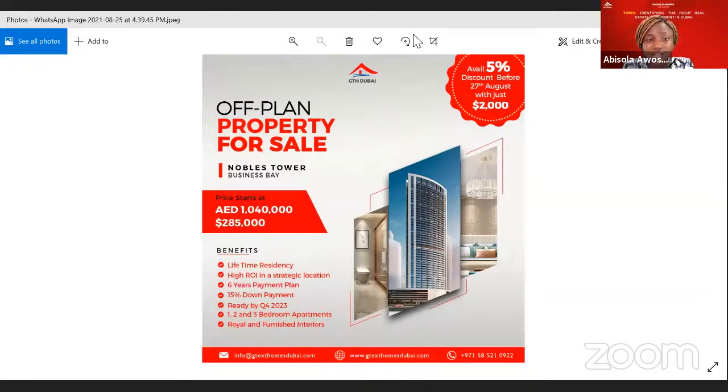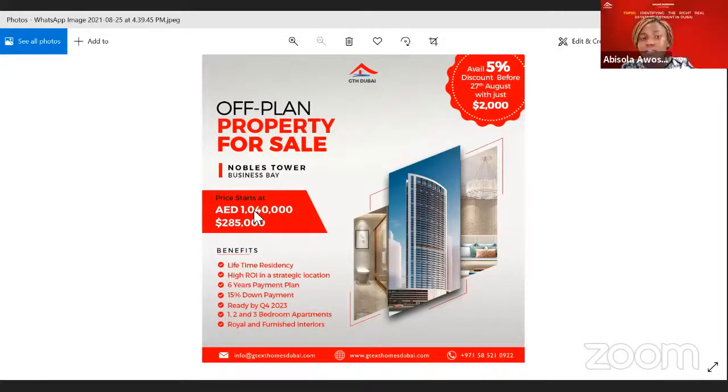Invest. My question is, what is the total sum for the 1 and 2 bedroom apartments in Naira? Please kindly convert whatever rates. I don't know the current rates. Sir, can you help me with the current rate of Naira to dirhams now? It's 143. Okay, 143.